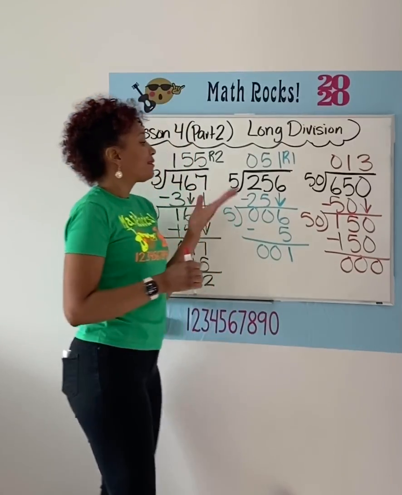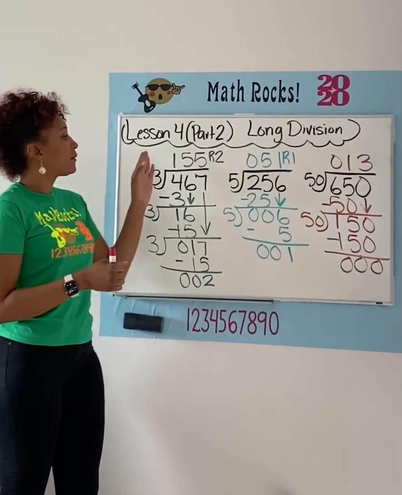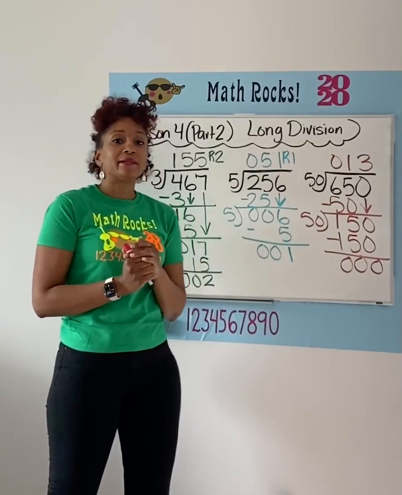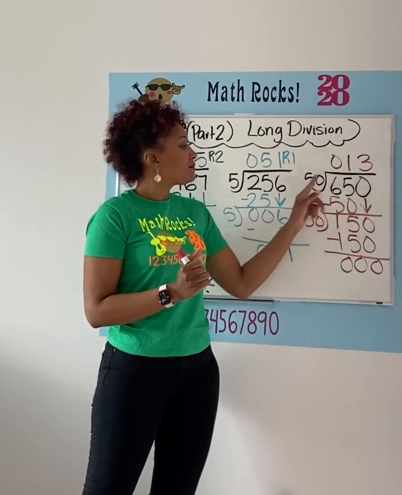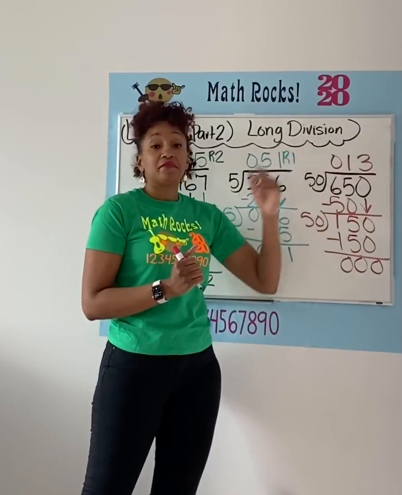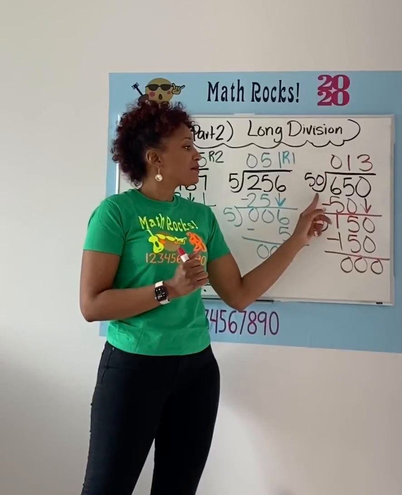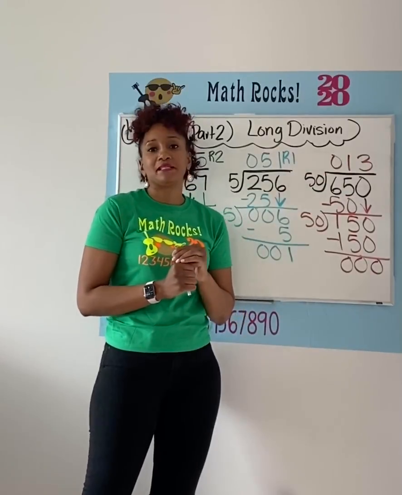So that is your lesson for today. The first 2, you had a remainder. The last one, you did not have a remainder. 650 divided by 50 is 13. That means that I was able to make 13 groups of 50 out of 650.